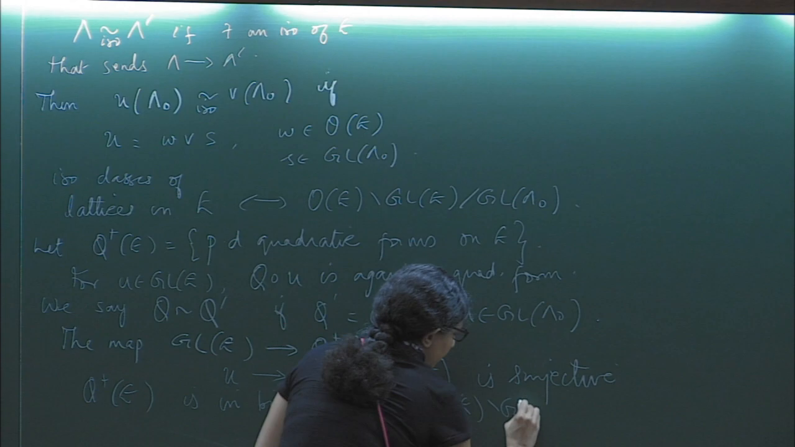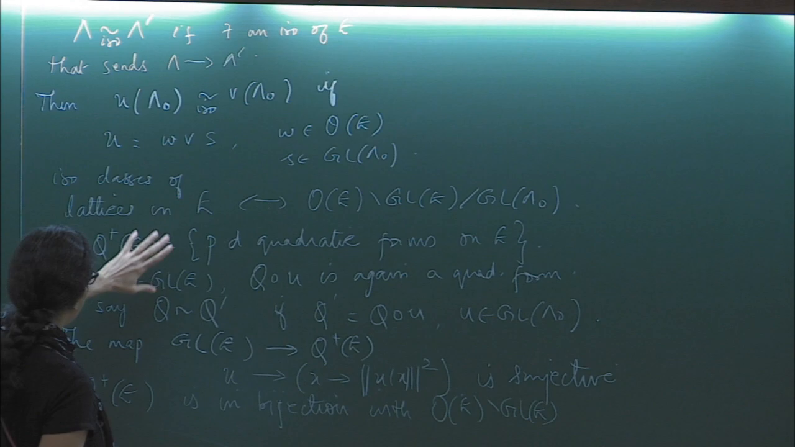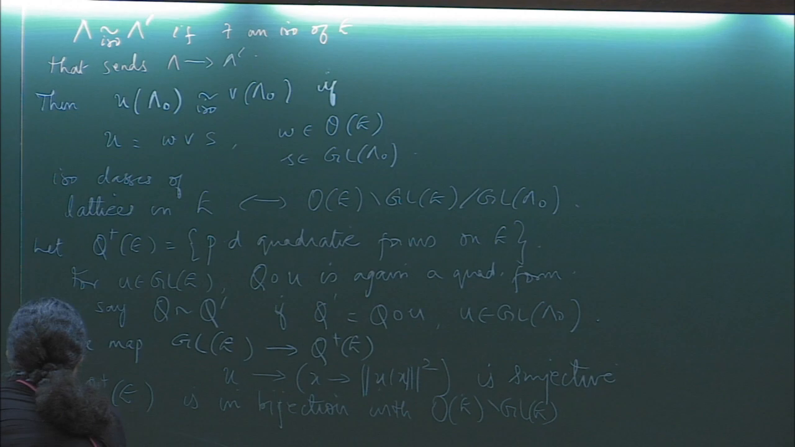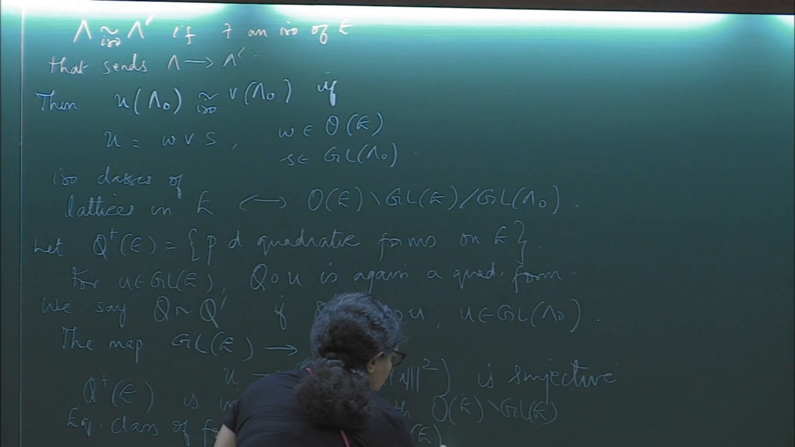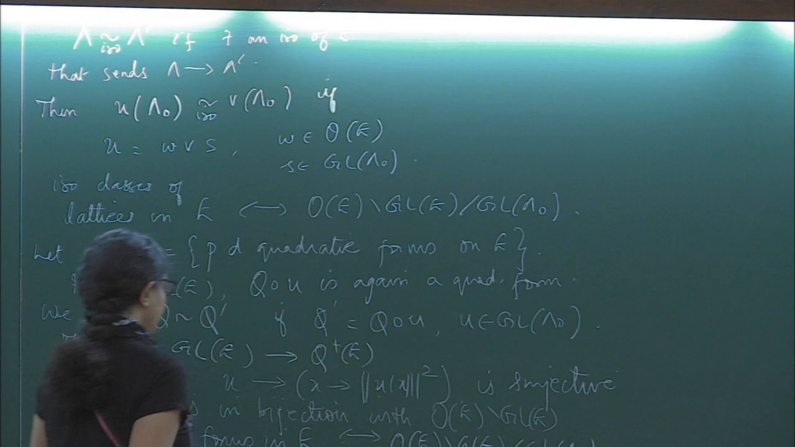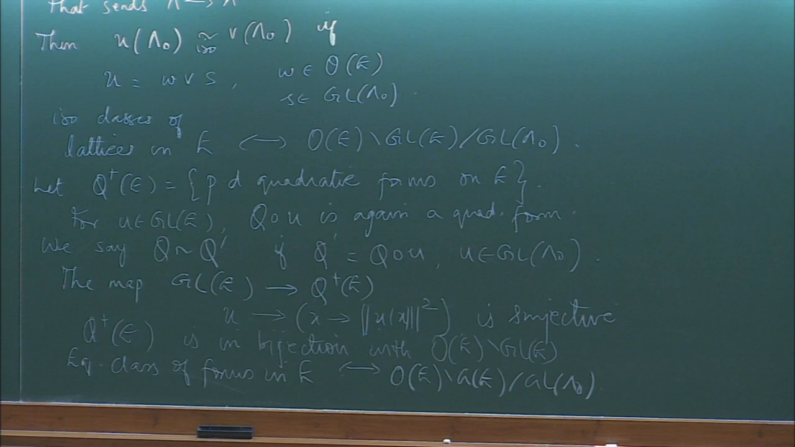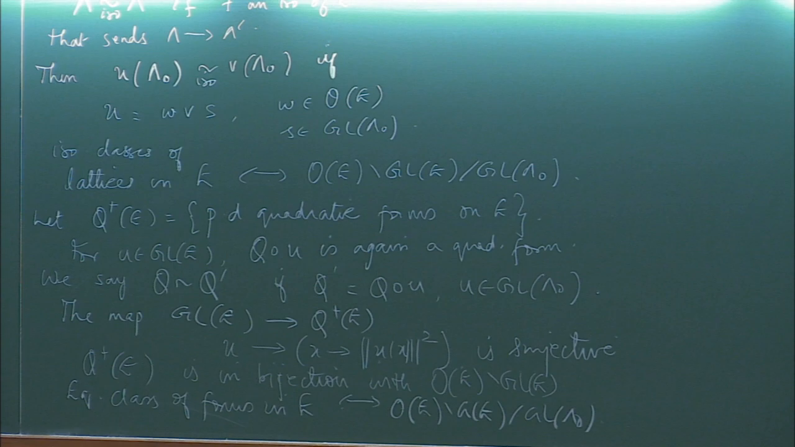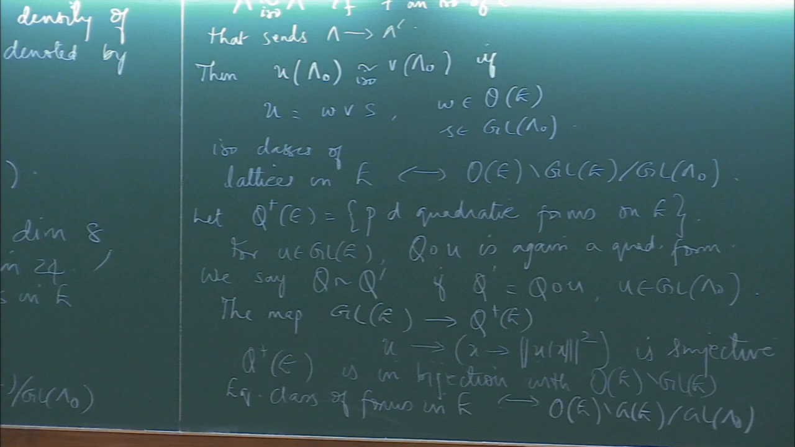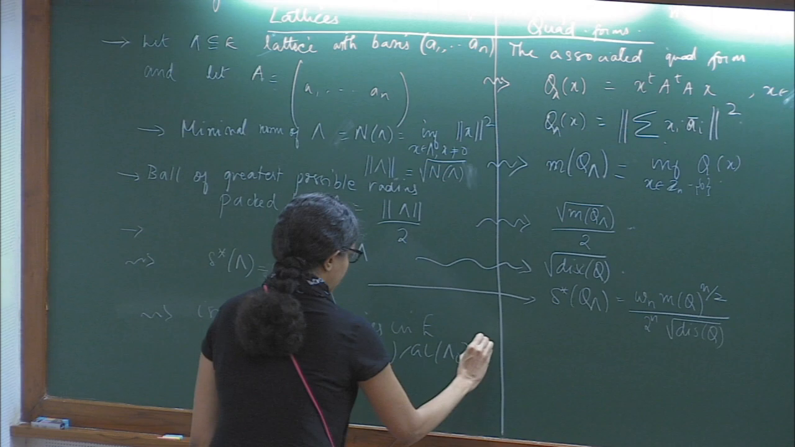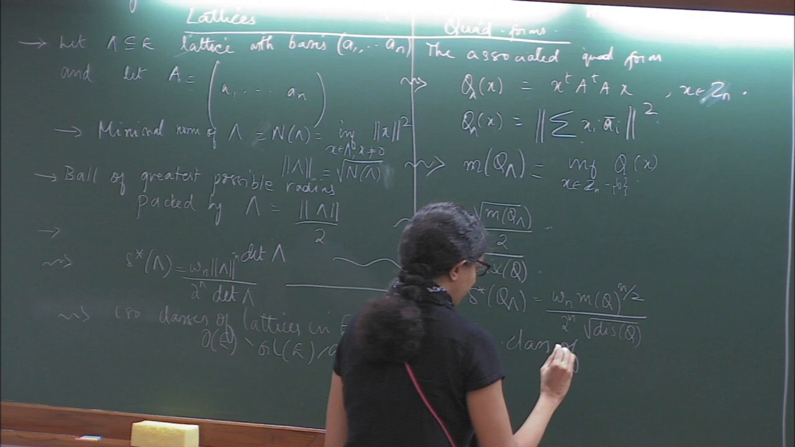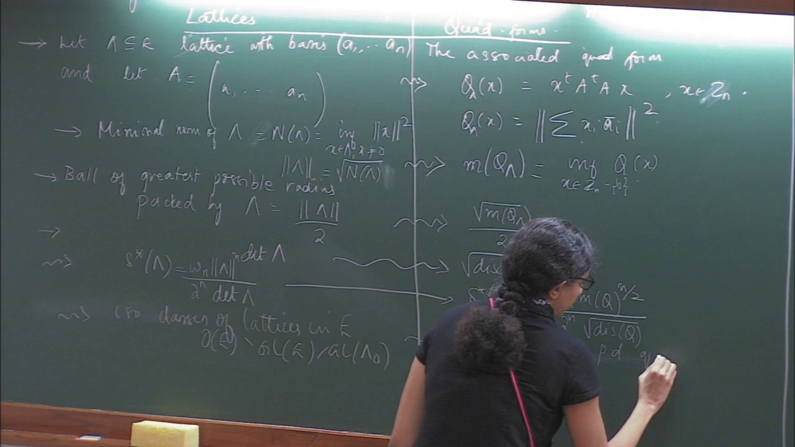And if you look at the equivalence class of quadratic forms, the equivalence class of forms in E is given by O of E mod GL of E mod GL. So I'll just write this here. Isometric classes of lattices in E is given by O of E, GL of E, mod GL of lambda, and the equivalence class of positive definite quadratic forms is also given by the same double quotient.